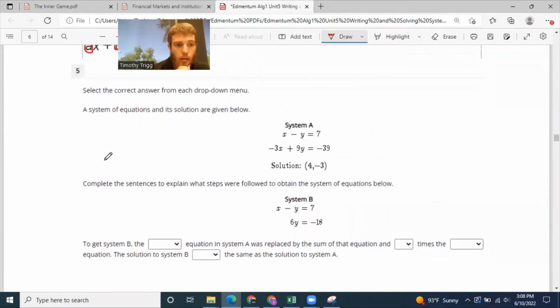Complete the sentence to explain what steps were followed to obtain the system of equations below. I don't really like these type of questions, so I'll just go over it with you step by step. Here, if they're using elimination, it looks like they got 6y here. So they eliminated the x's, which means they probably multiplied this top equation by 3, resulting in 3x minus 3y equals 21. And the bottom equation is unchanged.